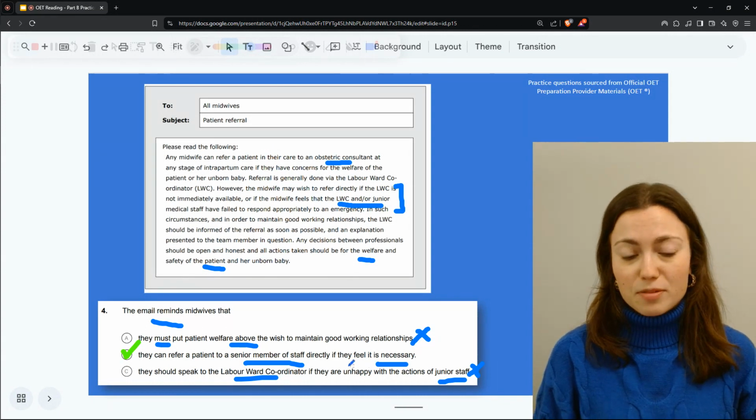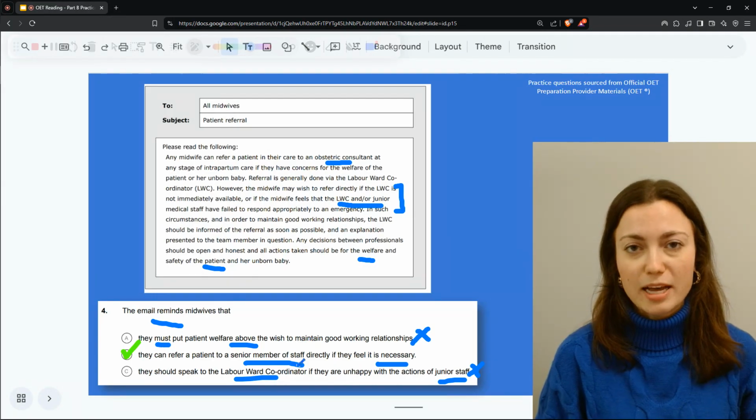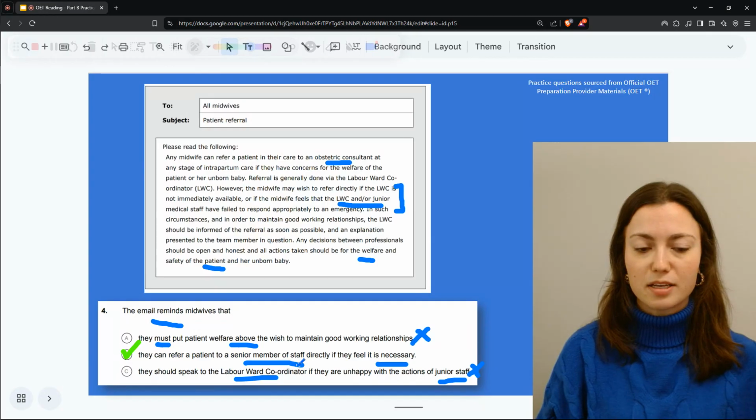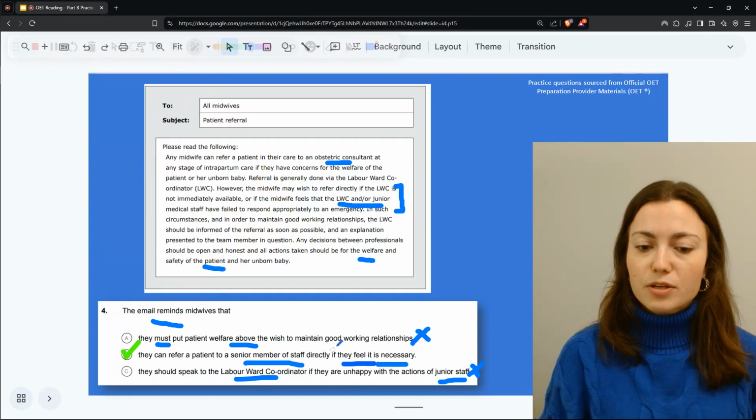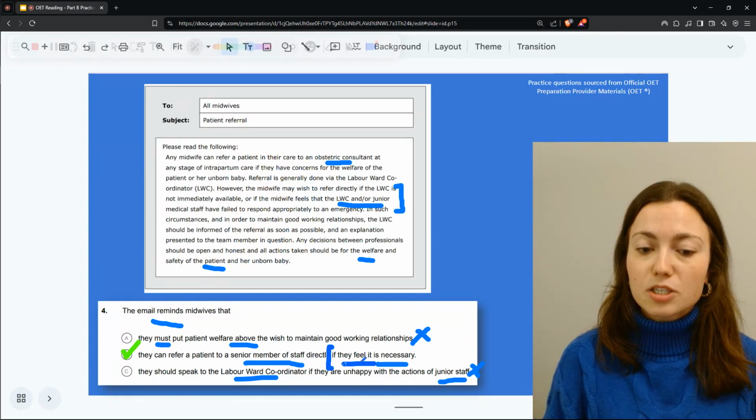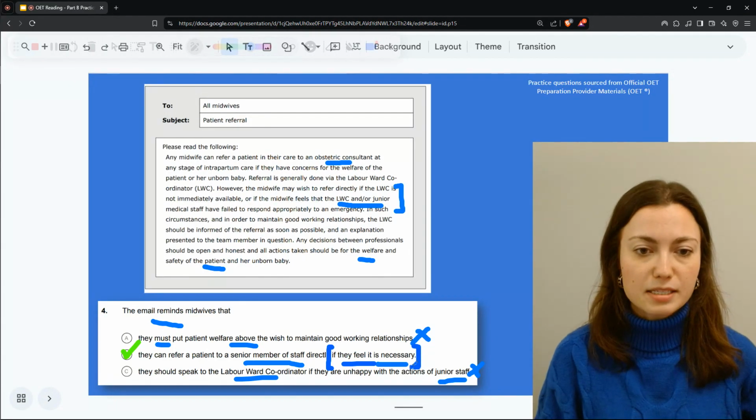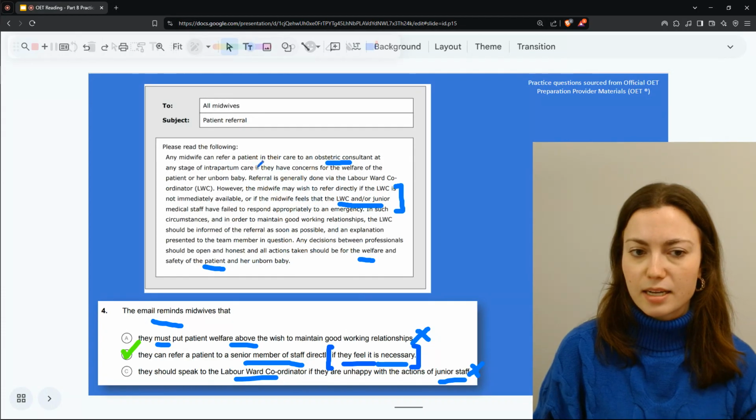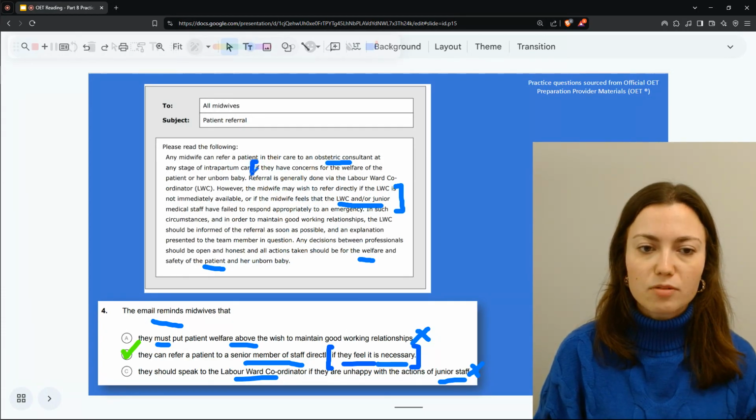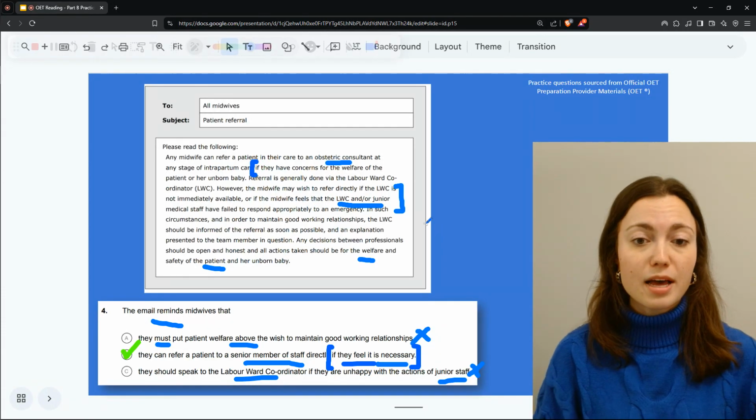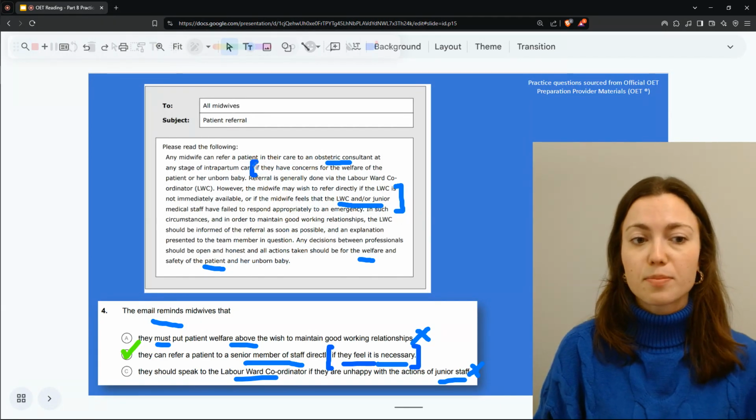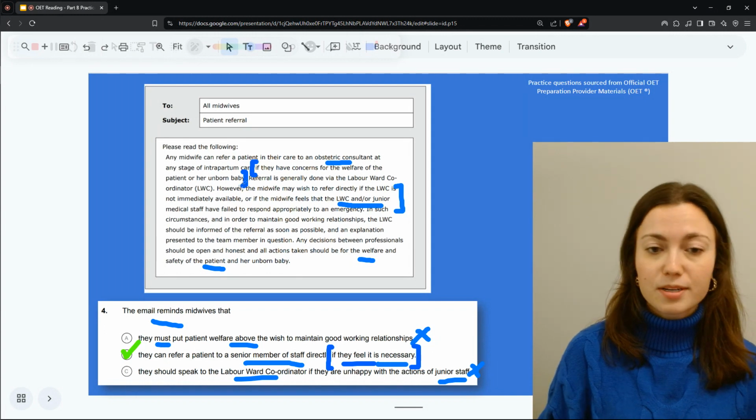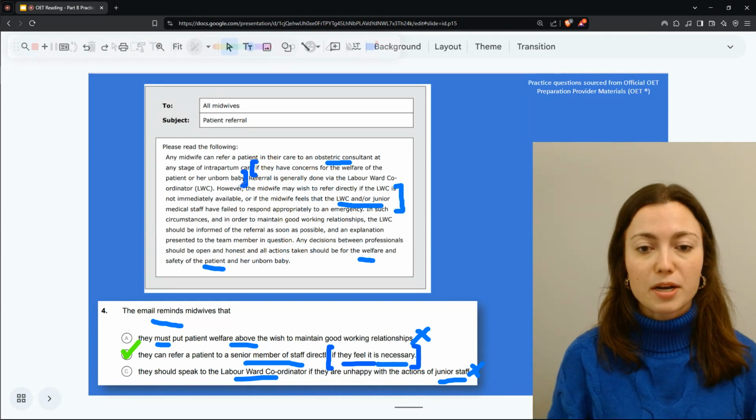So a couple of clues here. One is what we said before. That's a big clue. You have this category with the detail matching the label. But also look here, the second part is the conditional clause, if they feel it is necessary. Notice that that's not exactly what it says in the text, but the same language of the conditional clause. If they have concerns for the welfare of the patient or her unborn baby. In other words, if it's necessary, if it's required.